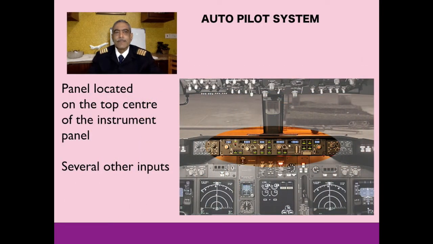The next system which I want to talk about is the autopilot system, which is again very highly sophisticated and highly integrated with several systems, which drives all the control surfaces and directs the different parts of the plane. It's enough to know that the autopilot panel is usually located right on the top of the instrument panel, in the center, so that both the pilots can easily reach and make the required changes as required for the phase of the flight.